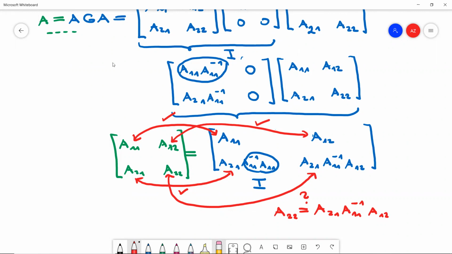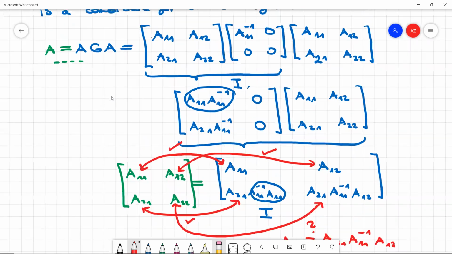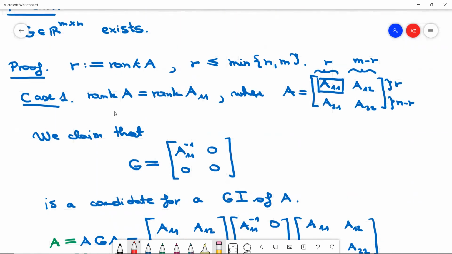So what assumptions did we have? Our assumption was that the rank of A is equal to the rank of A11, where we have this block decomposition. And from this case, we only use that A11 is invertible. So if rank of A is equal to rank A11, then A11 is invertible, and based on this, we claimed that G should be of this form.